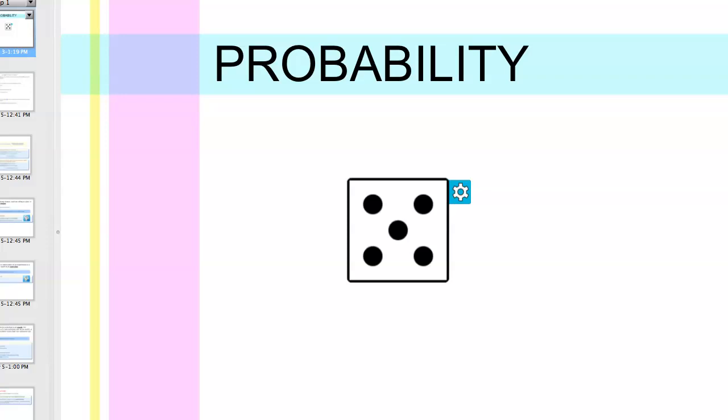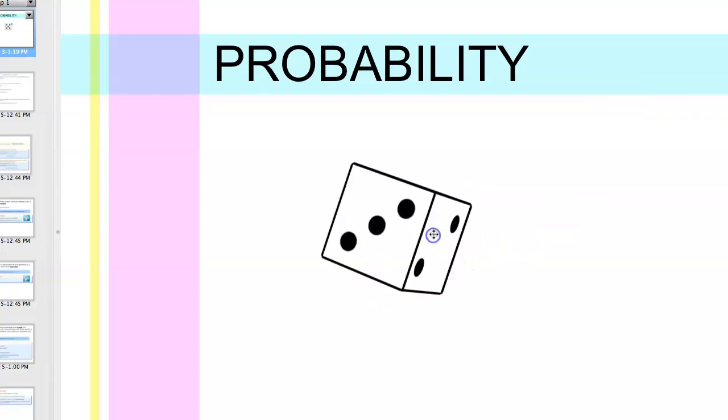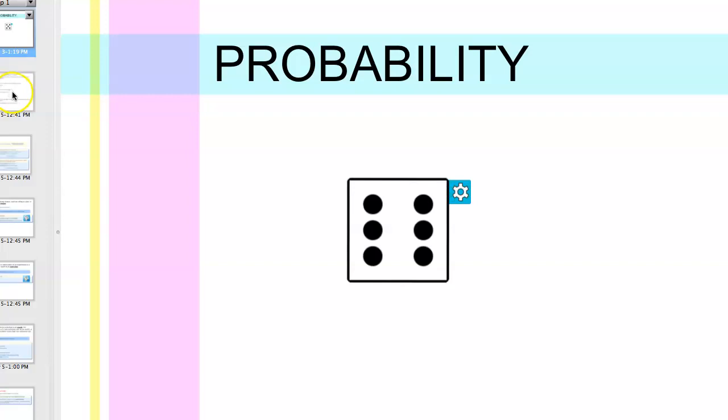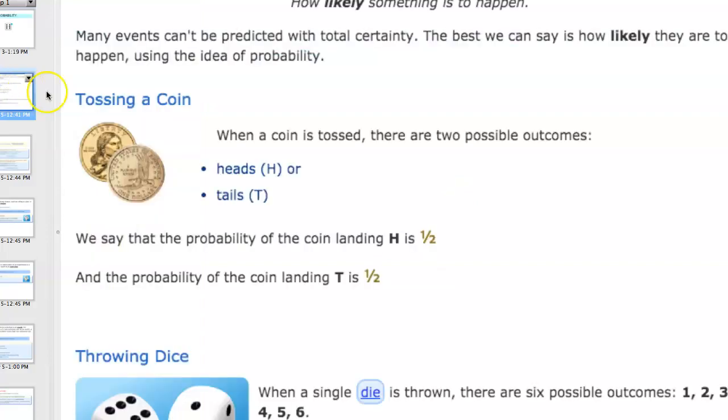Hi class, today we are going to learn about probability. Whenever I think about probability, I always think about a dice, so rolling a dice. We're going to do a lot of problems with that. So probability is just how likely something is going to happen. Many events can't be predicted with total certainty. The best way we can say is how likely they are to happen using the idea of probability.